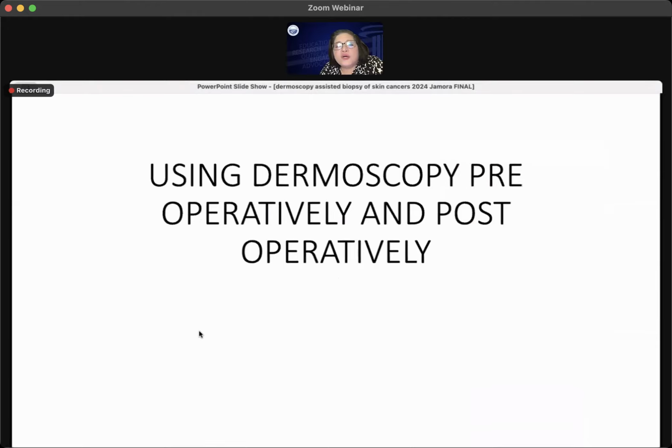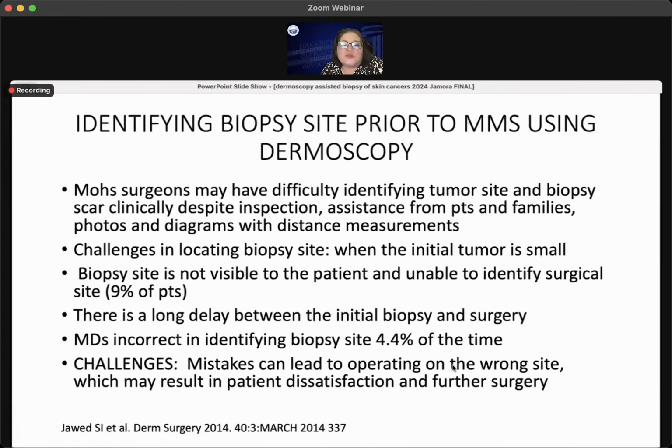Now, let's talk about using the dermoscope preoperatively, intraoperatively, and postoperatively for the surgeons in the room. This is a study by Jawed identifying the biopsy site prior to Mohs micrographic surgery using dermoscopy. So most surgeons may have difficulty identifying the tumor site and biopsy scar clinically despite inspection, assistance from the patients and families, photos and diagrams with distance measurements.